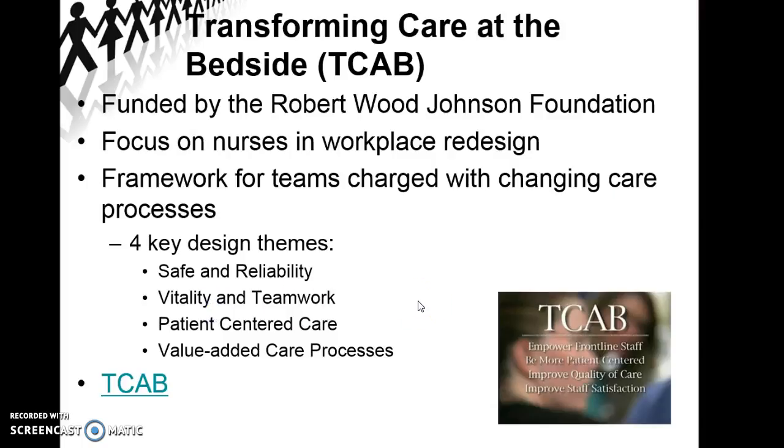Transforming Care at the Bedside is a nurse-led redesign. And basically, if you want to learn more about what happened and what that was about, the Robert Wood Johnson Foundation funded that. They do a lot of funding for research, and it's what drove QSEN.